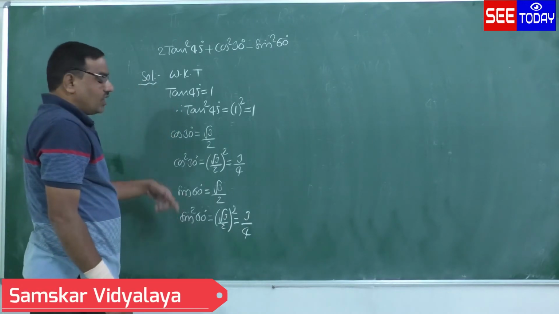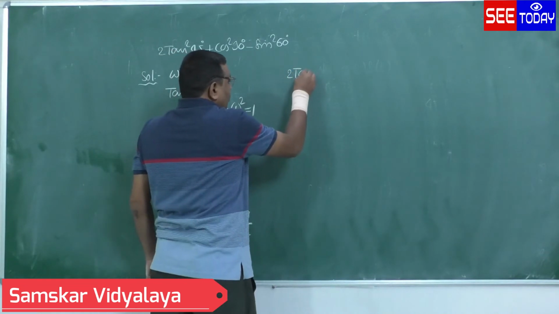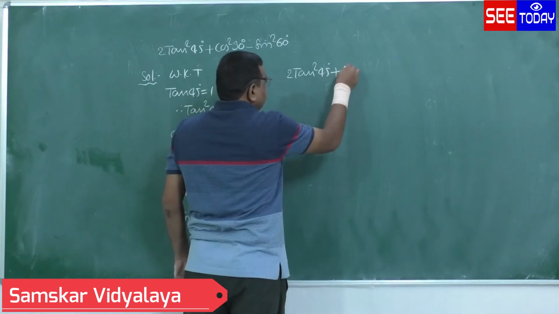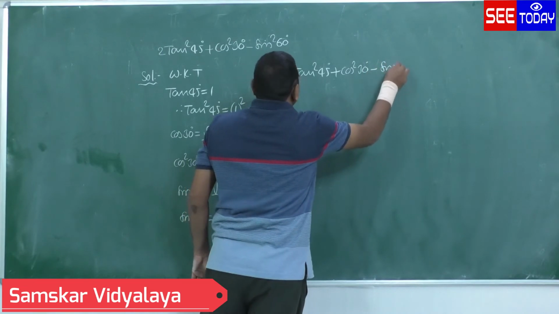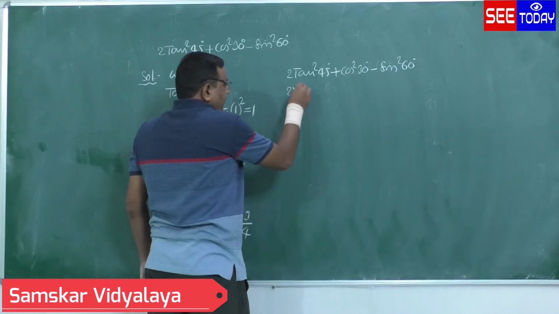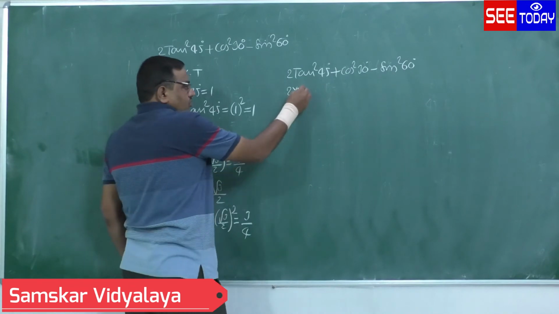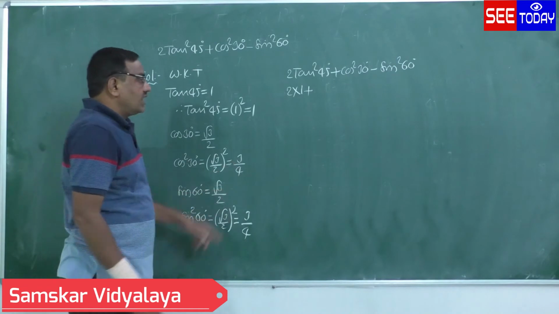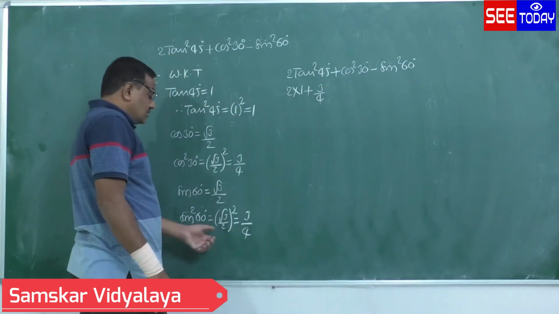Now you can substitute what you have to get the values in the given expression. That is 2 tan square 45 plus cos square 30 minus sin square 60. 2 into tan square 45. Tan square 45 is equal to 1. That is 2 into 1, 2. Plus cos square 30. Cos square 30 is equal to 3 by 4. Minus sin square 60.